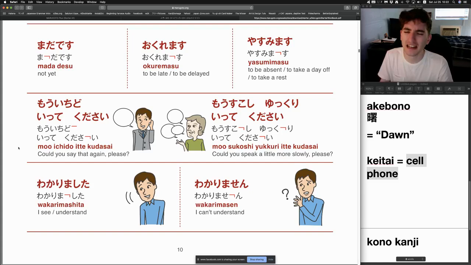もう一度言ってください. If you say it many times, you can learn to say it really quickly. もう一度言ってください.